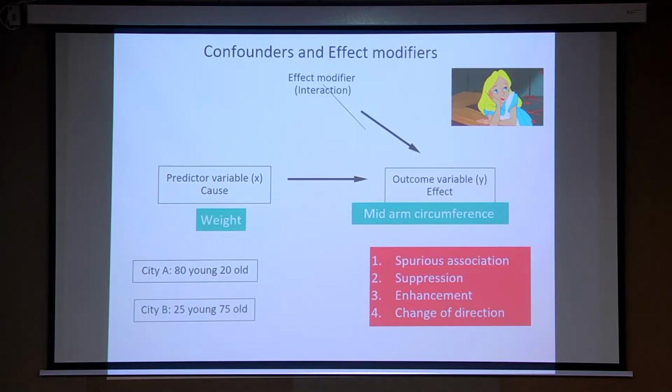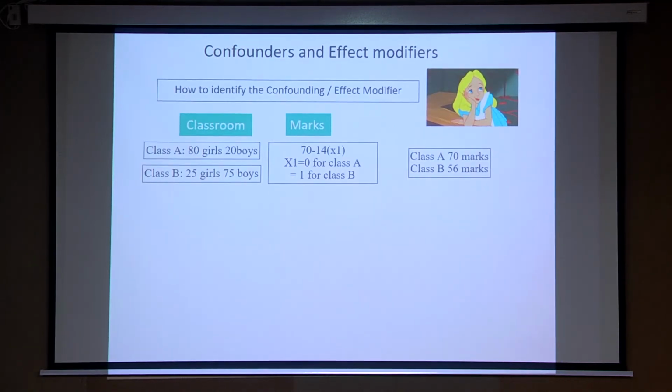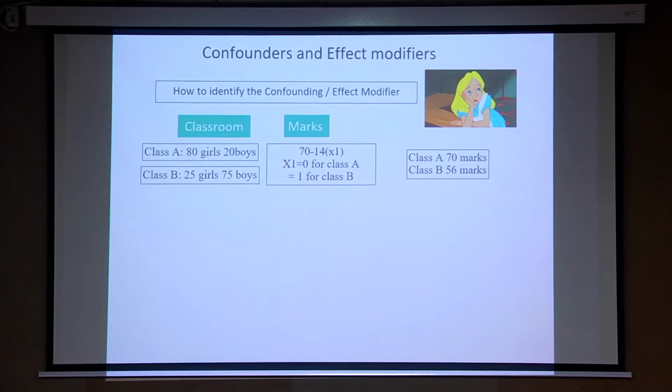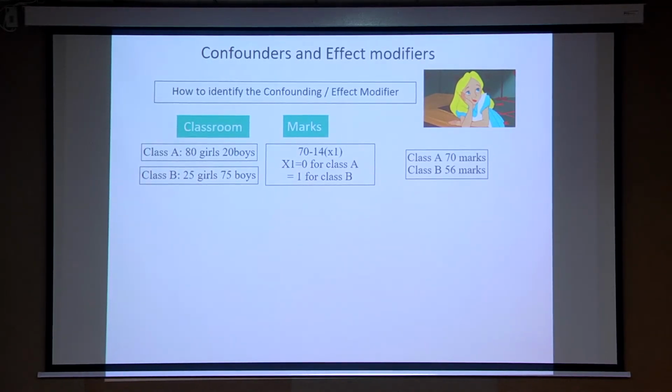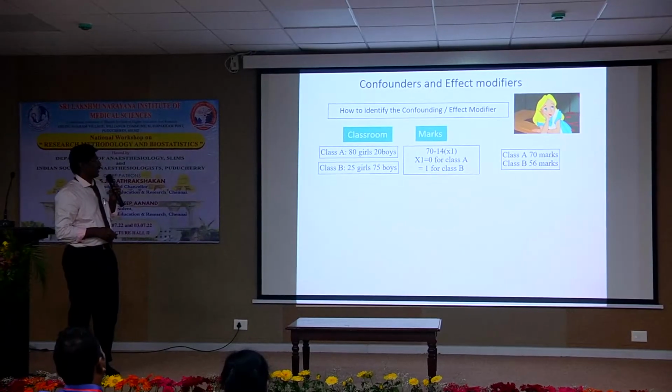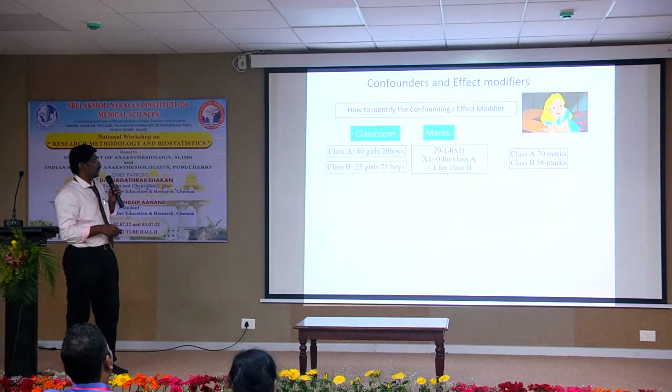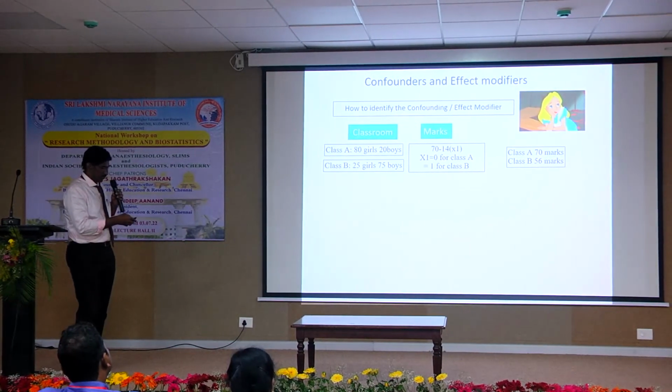Then coming to effect modifier or the interaction. This is also a third variable. How is it different from confounder? The effect modifier, here is an example of how to identify the confounding and effect modifier.